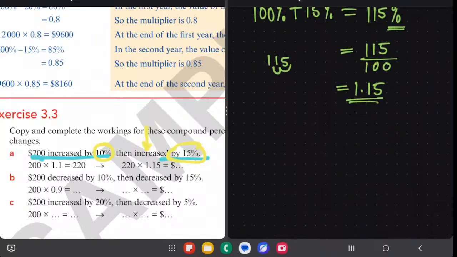So if you want to get your final answer, they said you are increasing $200. Okay? So, oh, hi, Selim.